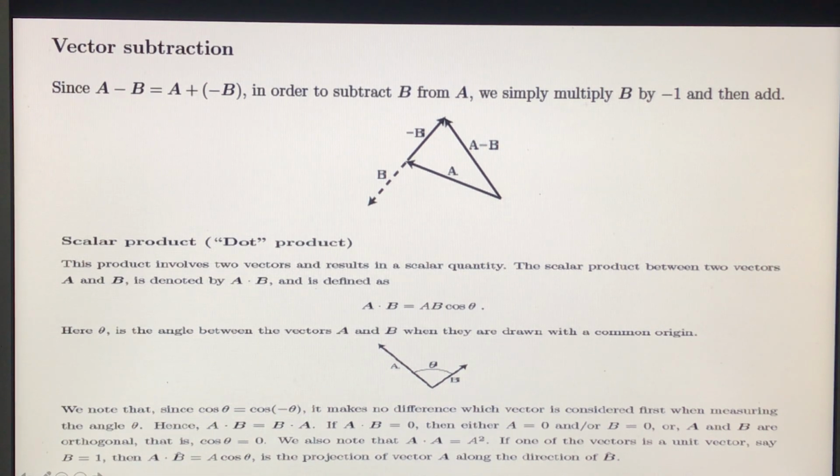In the first part, we have already discussed vector addition, vector subtraction, and also the unit vector, etc. In this part, we are going to discuss the vector product. Vector product can be of two types: one is the scalar product and one is the vector product.